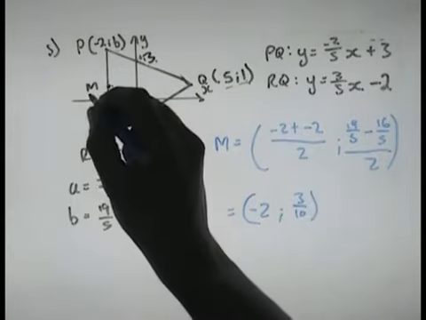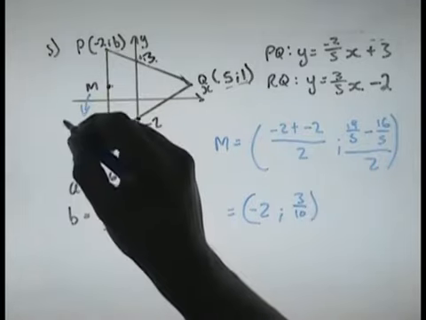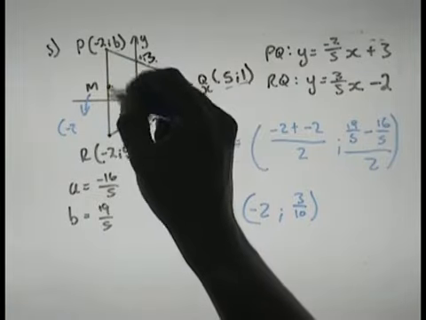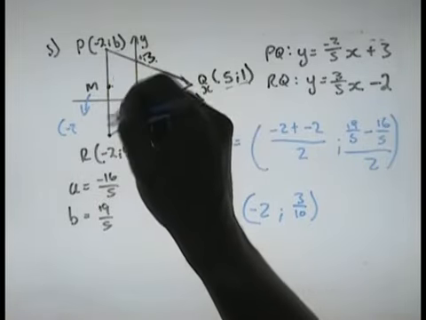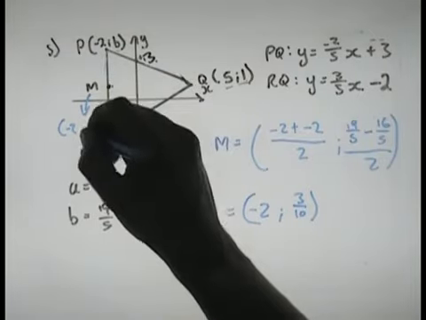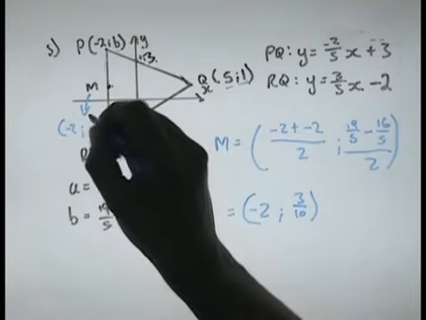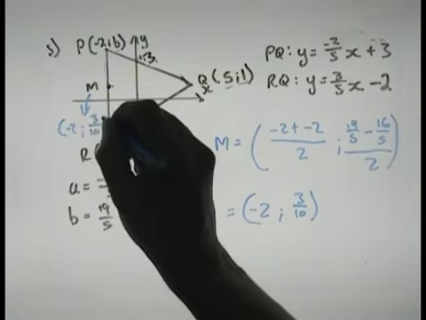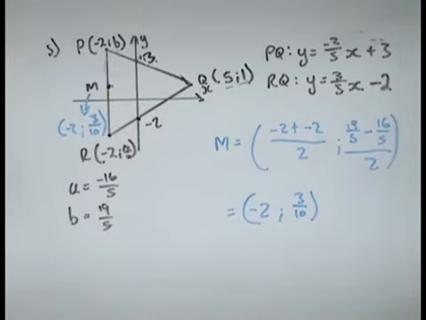So my coordinates of M are going to be an x value of negative 2, and we can see that it's going to have an x value of negative 2 because it's in line with the line x is negative 2. X coordinate of negative 2, y coordinate of 3 over 10.